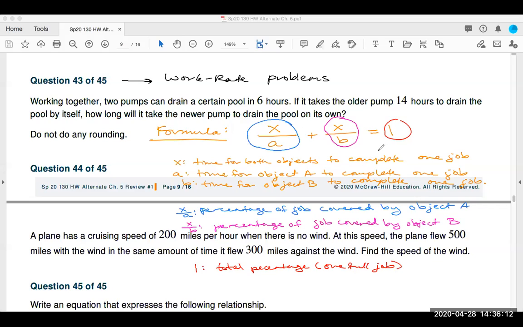Okay. Now, of course, I know that these are like decimal percentages. Well, the decimal version of the percentage is what I want to say. So, like, say 50% of the job is covered by object A and 50% is covered by B. Well, you would have the decimal forms for that, 0.5. Half of the job is covered by the first object, and then the other half of the job is covered by the second object. So total, that gives me one full job completed.